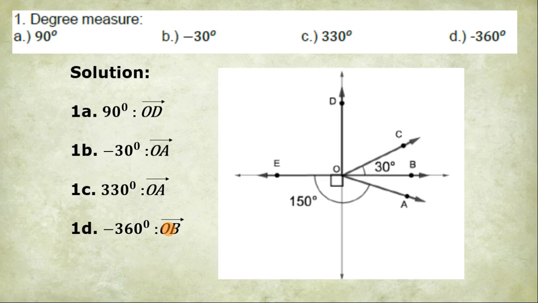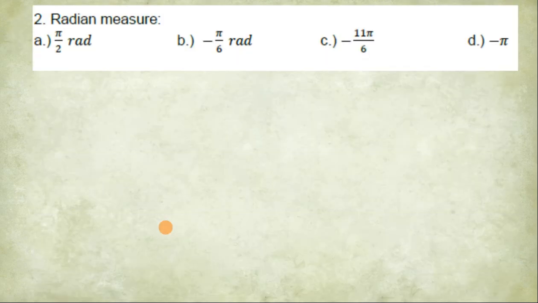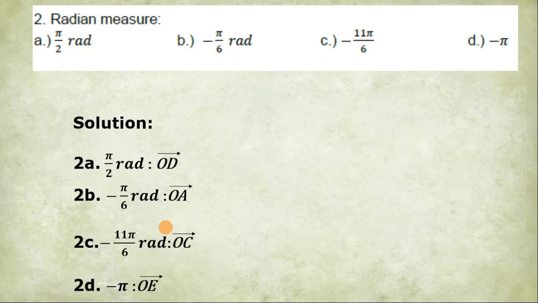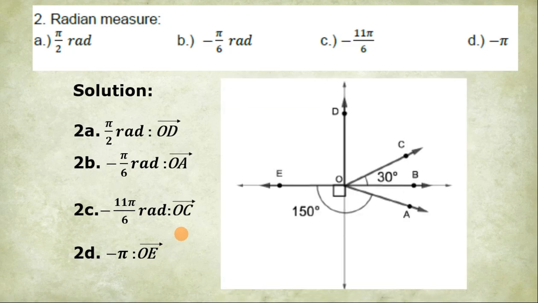This completes our discussion in this activity. We move on to the radian measure. We have here the solution. Let me discuss one by one. We start with pi over 2 radian. Where is the terminal side of the pi over 2 radian? Earlier, we have the unit of measure in degree, but right now we have radian measures.